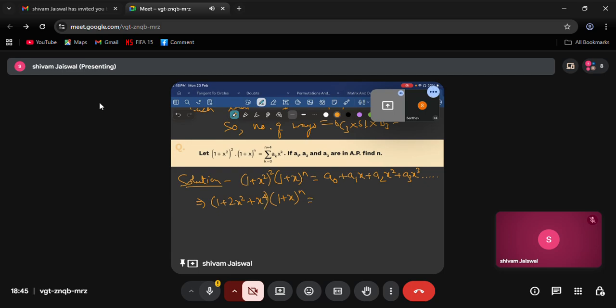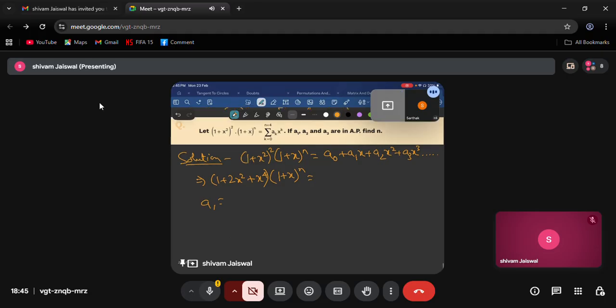So what is A1? Can you tell me? A1 is x. So A1 is 1. Coefficient of x is equal to 1 according to you. What is the coefficient of x, everyone? Tell me. I'm getting something else. What is the coefficient of x on the left hand side?